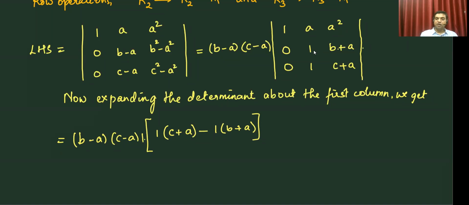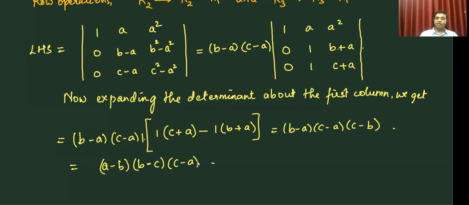All right, 1 times 1 into c plus a minus 1 into b plus a. So you get b minus a into c minus a into, a cancels, you get c minus b. So write this as a minus b with a minus sign. And then second one, b minus c with a minus sign. So two minus signs become positive, plus 1. And then write c minus a as it is. So a minus b into b minus c into c minus a.